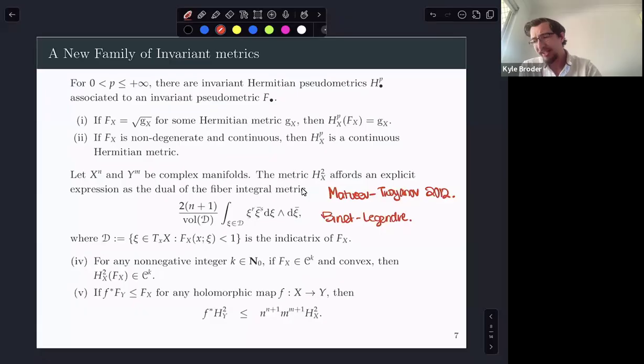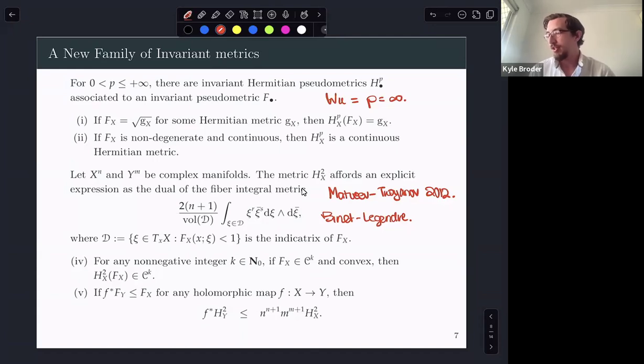And the starting point for this work was the fact that if you started with an invariant Finsler metric, then the Binet-Legendre metric of that would also be invariant. And so this gives you a new one. And then we later realized that the Wu metric and the Binet-Legendre metric fit into a more general L^p family, with the Wu metric corresponding to p equals infinity and the Binet-Legendre metric corresponding to p equals 2.